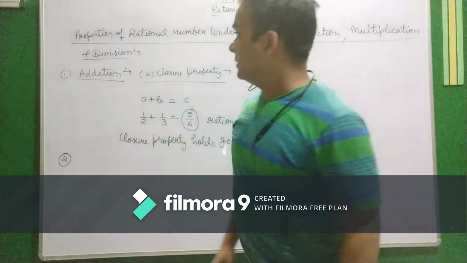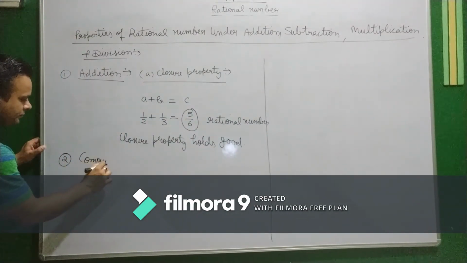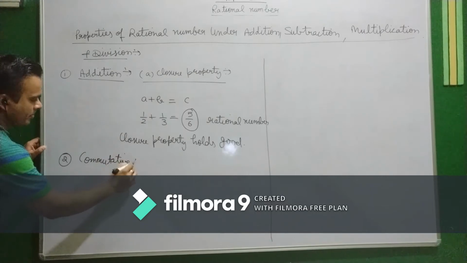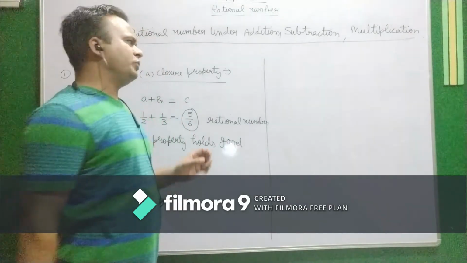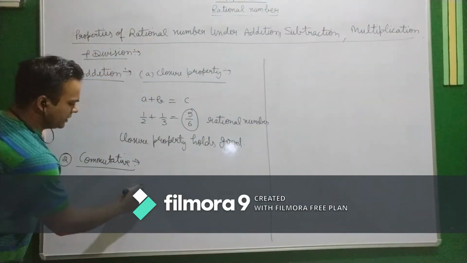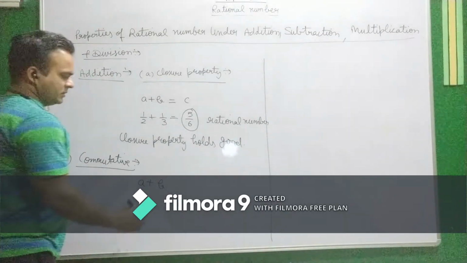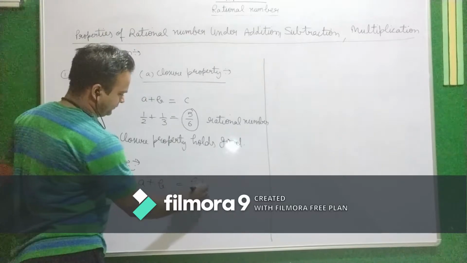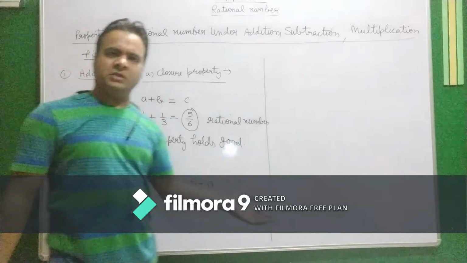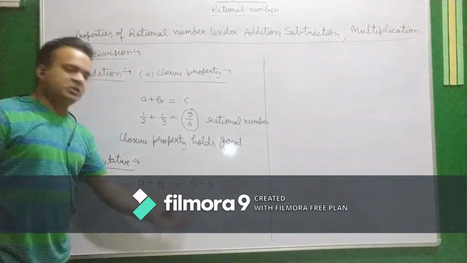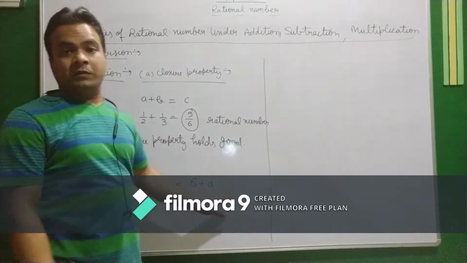Now the next property is the commutative property. What do you mean by commutative? The commutative property says, if I have two rational numbers a and b, and I am adding them, and if I change the order, it means b will come in the first position and a in the second position. So what is the change? Are you getting any change, or do we have the same value?